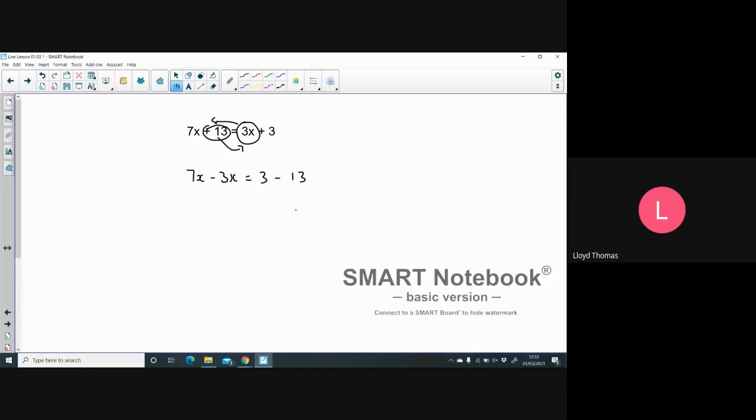So that's the important stage to get to. If we get to there, that's potentially one of the hardest bits done. But it's going to be +3, take away 13. Okay, so 7x take away 3x is 4x. That bit's the normal bit. Okay, next bit. What's the answer to this bit?